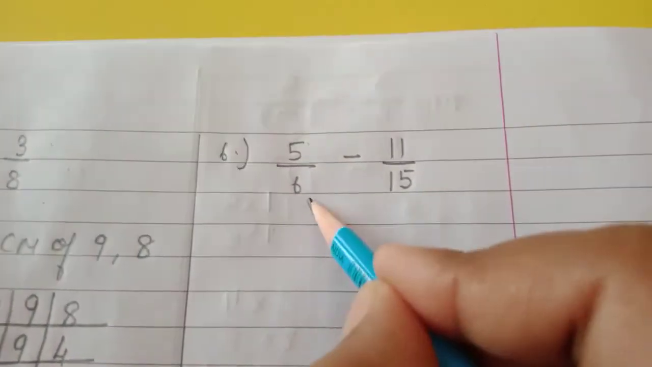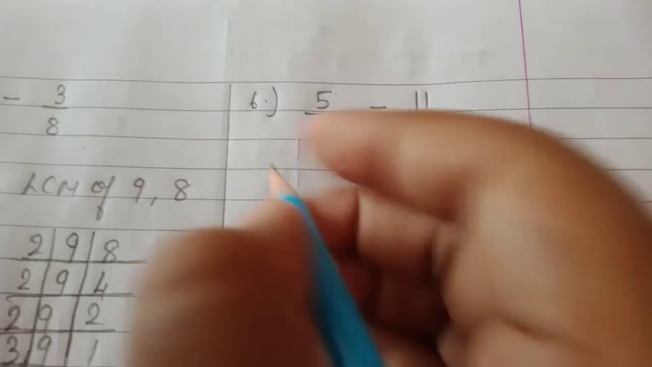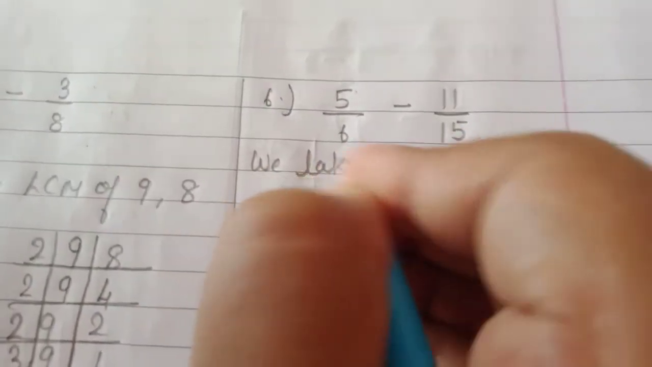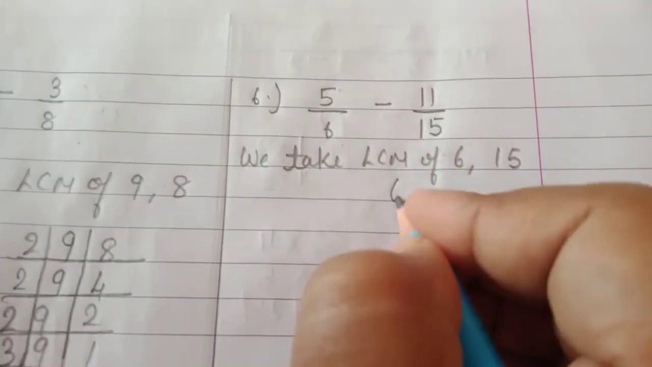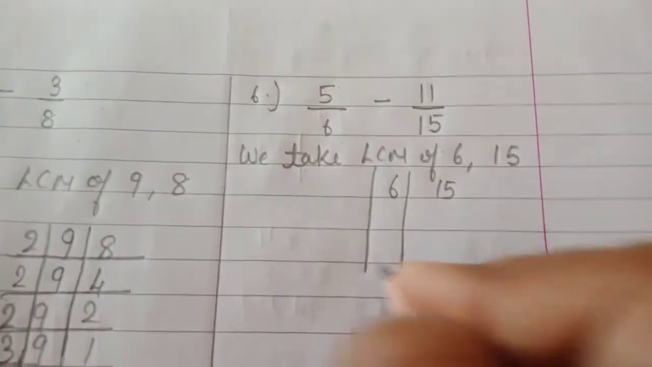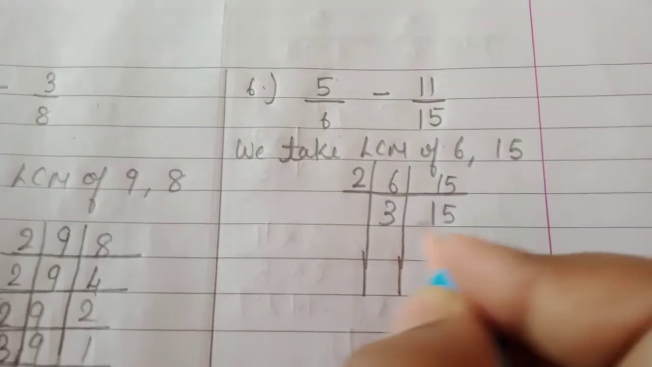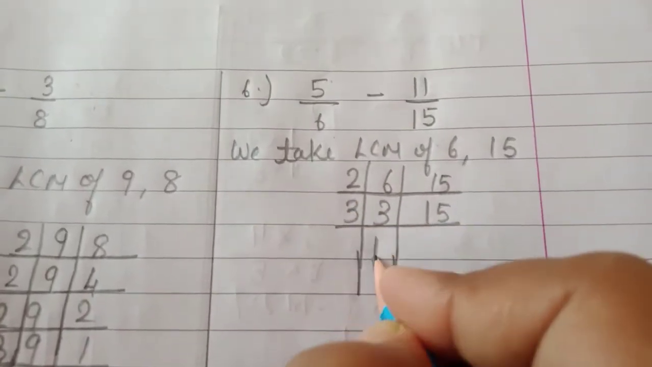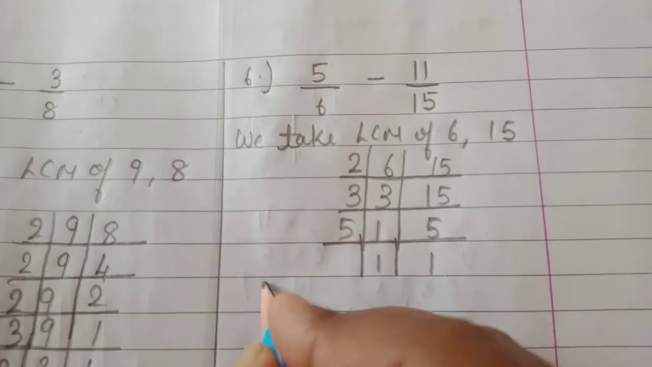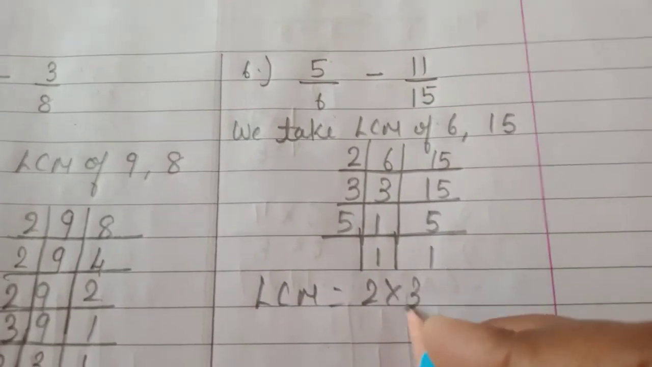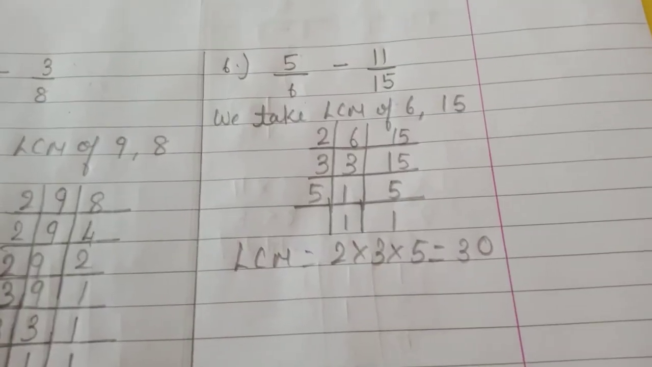Now number 6, 5 upon 6 minus 11 upon 15. Here also both the denominators are different. So we will take LCM. So we take LCM of 6 and 15. So we will start with 2 table, 2 3s are 6. Then we will start 3 table, 3 1s are 3, 3 5s are 15. Then 5 will come in 5 table, 5 1s are 5. So LCM equal to 2 multiplied by 3 multiplied by 5. 2 3s are 6, 6 5s are 30. So we want denominator 30.